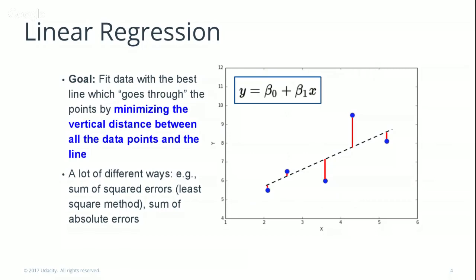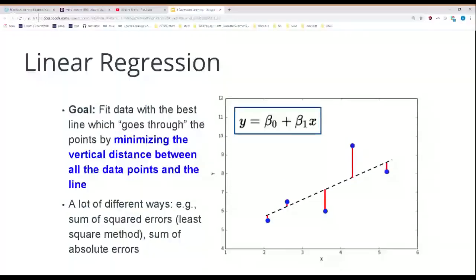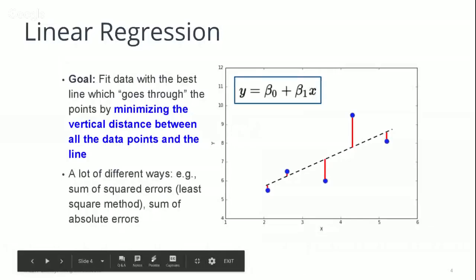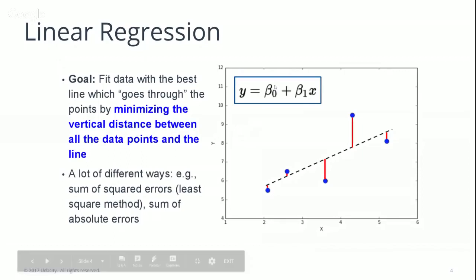So I believe in the class they went through two different methods. Let's see if I can remember the names here. They did the sum and then the absolute sum, I think they were called, which is essentially what you do is you take the error and then you use the error to change the value of beta 0, and then you take the horizontal distance from the point to the origin, and then you use that to modify beta 1.